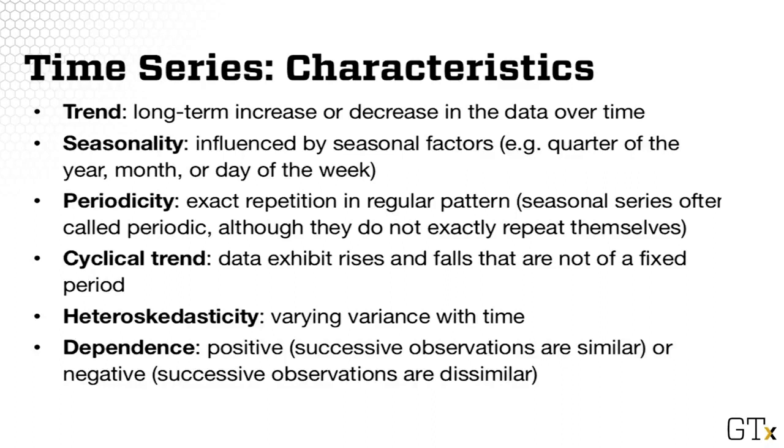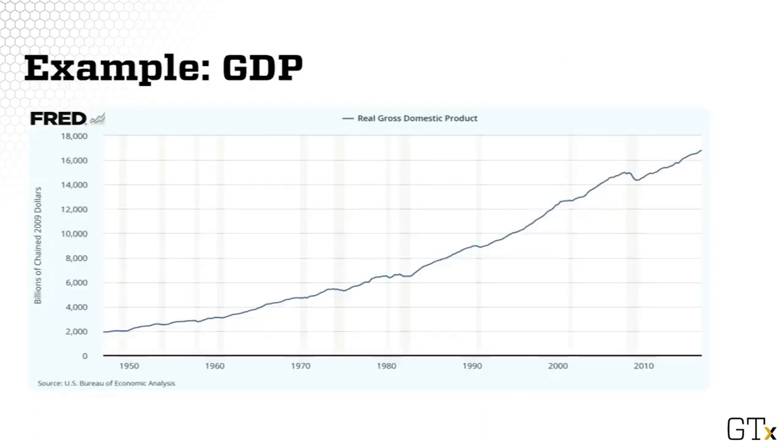For some time series, we can observe heteroskedasticity, which means the variability in the data changes with time. For example, financial indicators of companies that have been around for decades will be less variable in the early years, but more variable in the recent years. Last, the correlation with time can be positive, in other words, successive observations are similar, or negative, in other words, successive observations are dissimilar. Let's look at a few examples of time series.